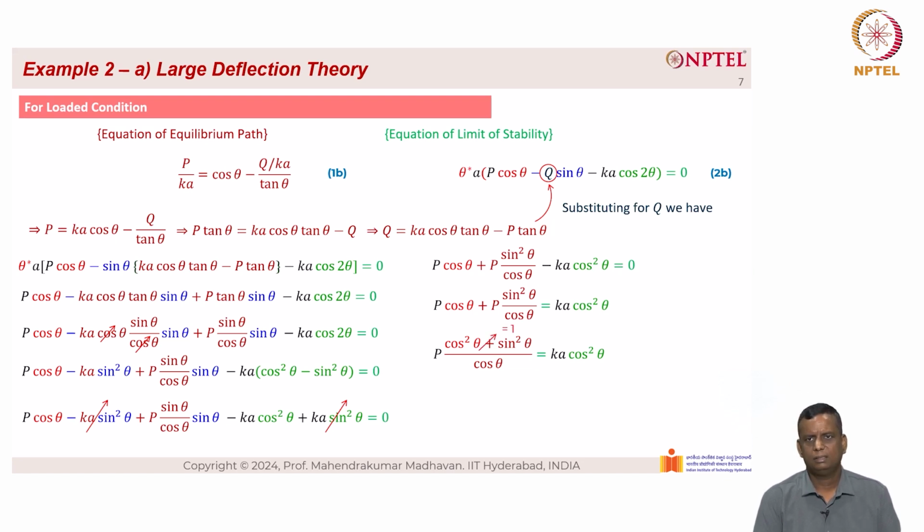Now we can do the LCM. So we get p into cos square theta plus sin square theta divided by cos theta equal to ka cos square theta. We know that sin square theta plus cos square theta is equal to 1, which gives you p by cos theta equal to ka cos square theta, which implies p by ka. When we take the ka to the left hand side, it comes to the denominator. P by ka equal to cos cube theta. This becomes the equation of limit state of stability.